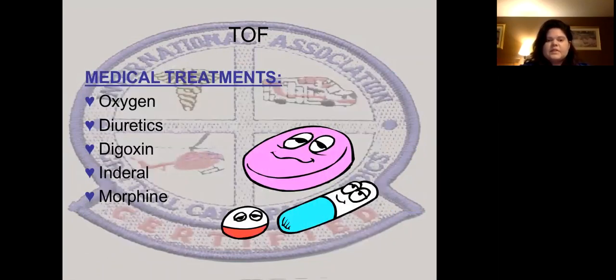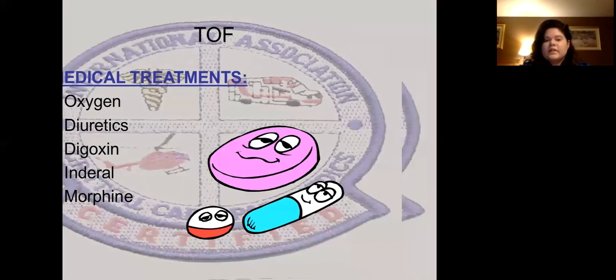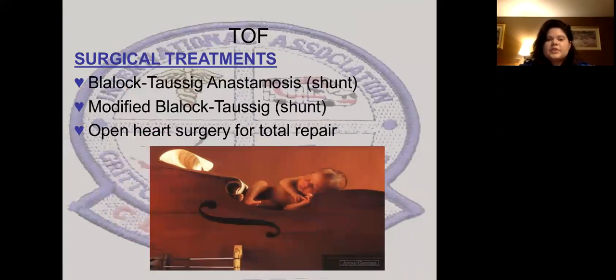And some treatments. You can do oxygen. Again, it's not super helpful, but it doesn't hurt. Diuretics, Inderal, you can do digoxin, and morphine's going to help a lot. The surgical treatment is going to be different types of shunts or open heart surgery for total repair. And a lot of these kids, that's inevitably what they're going to get is open heart surgery.